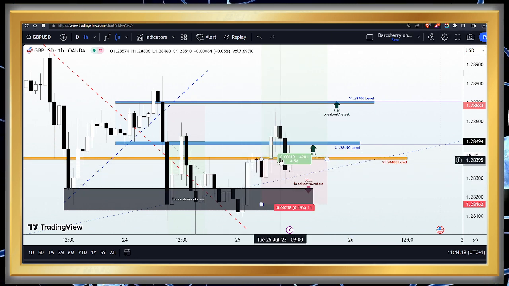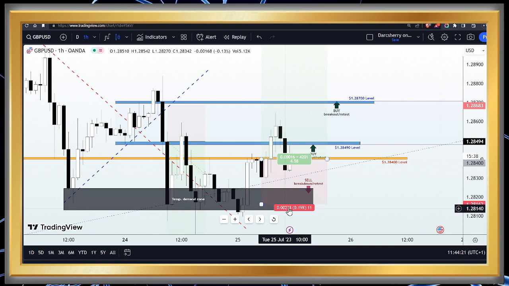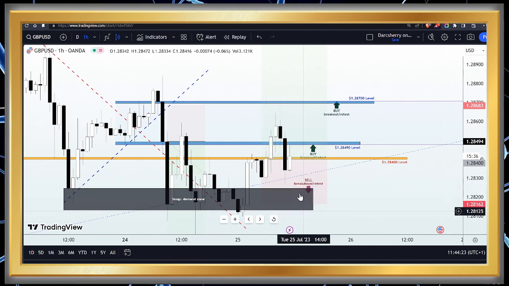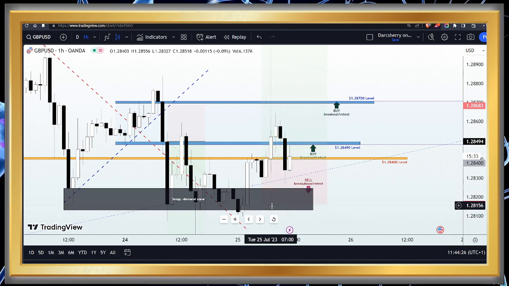So if you already have a buy position running, well done to you. Our stop losses will be anywhere around or below the demand zone, which will be dovetailing to between 20 pips to 25 pips stop loss, which is not bad for this current position.